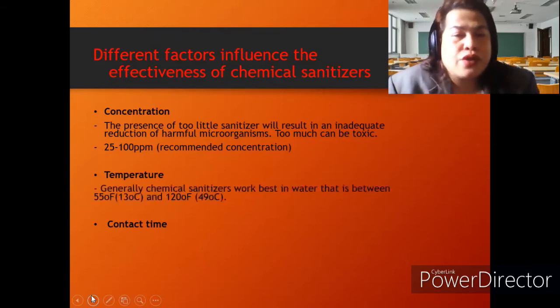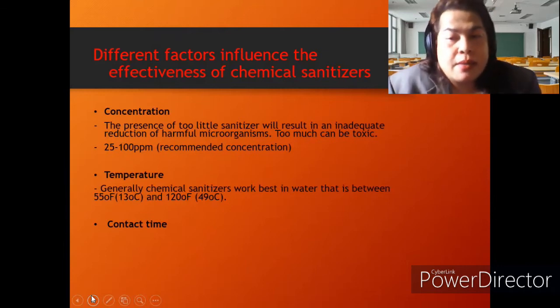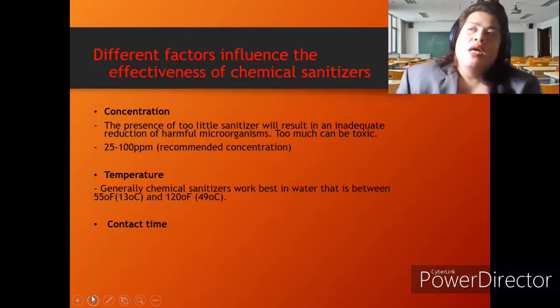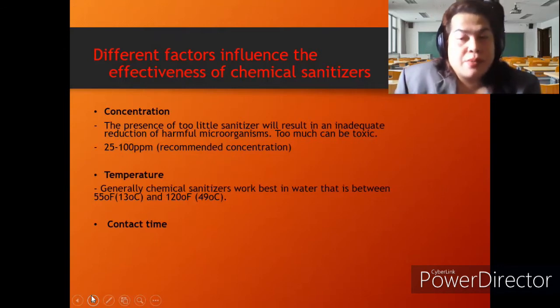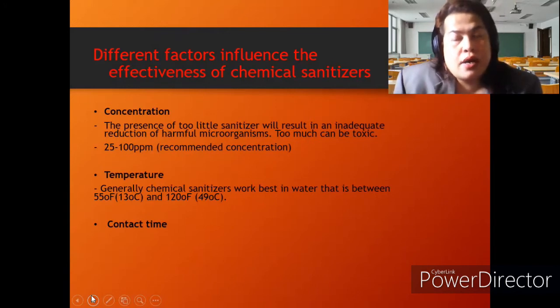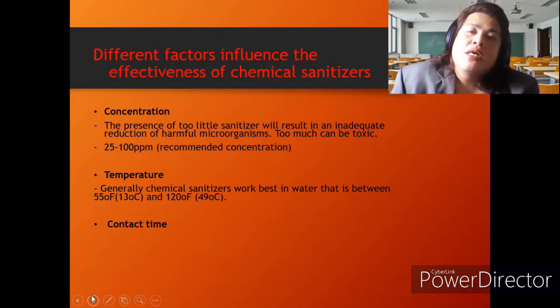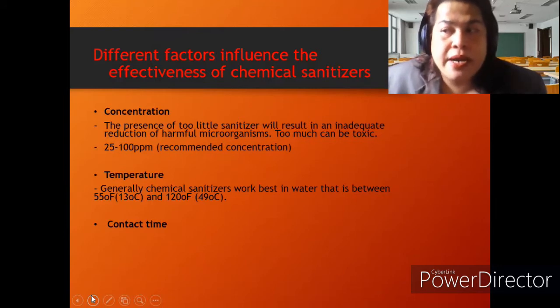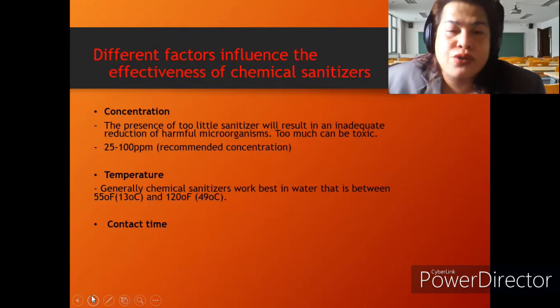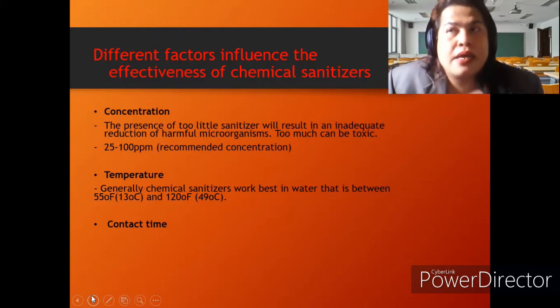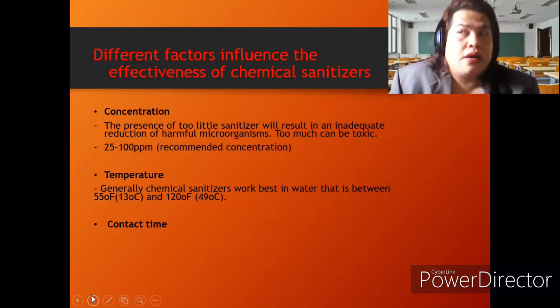So malaki din daw ang epekto ng temperature sa pagpatay ng mga bakterya sa mga kitchen surfaces or yung mga tools and equipment na ginagamit natin. So dapat daw at least 130 to 149 degrees lang yung temperature ng tubig. Ibig sabihin doon, dapat nasa mainit siya, di ba? So in order to kill yung mga bacteria, dapat mainit yung tubig na gagamitin natin. Hindi siya dapat malamig, di ba? Kasi may mga bacteria na hindi namamatay sa lamig or maligamgam na tubig.